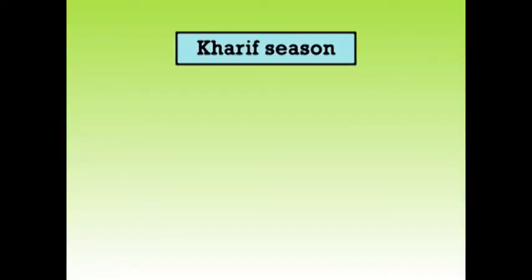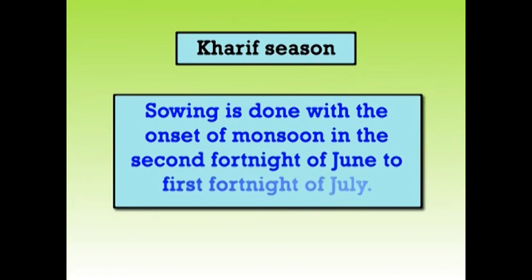During Kharif season, sowing is done with the onset of monsoon in the second fortnight of June to the first fortnight of July.